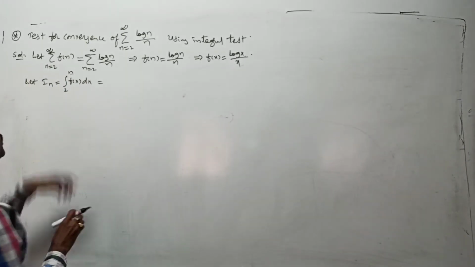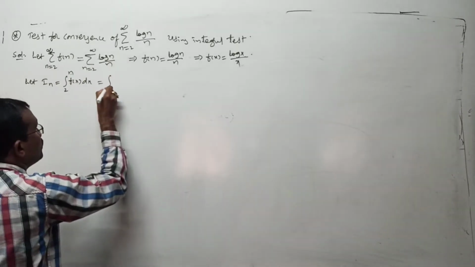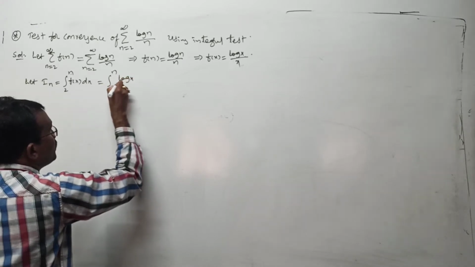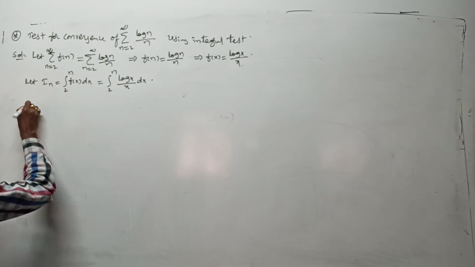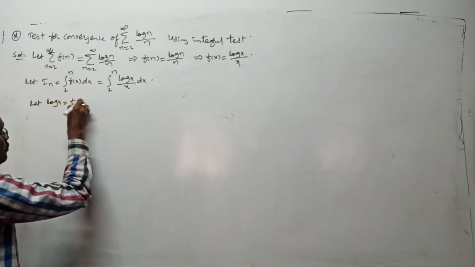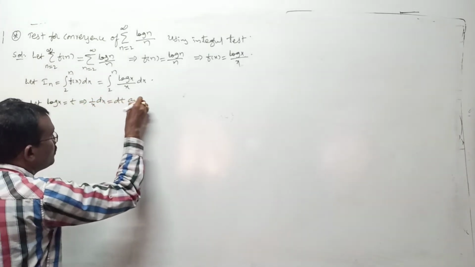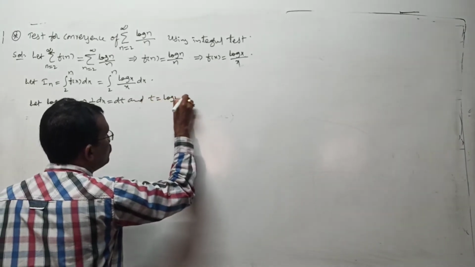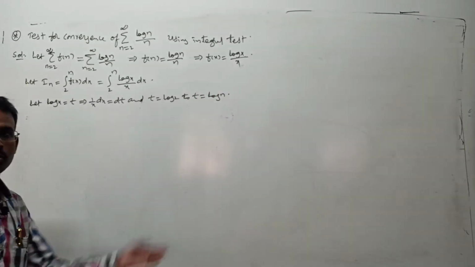Yes, I_n is integral 2 to n f of x dx. It is integral 2 to n, f of x is what? Log x by x into dx. Again use the substitution method, let log x equal to t. This implies 1 by x dx is what? dt, and t goes from log 2 to log n.